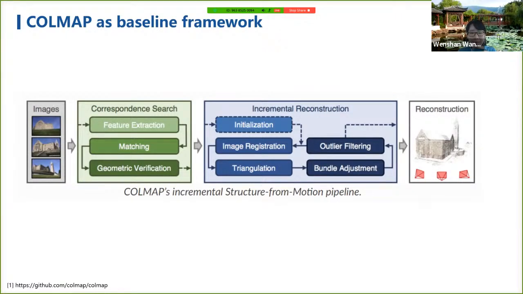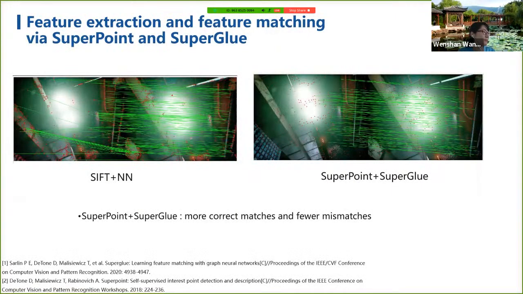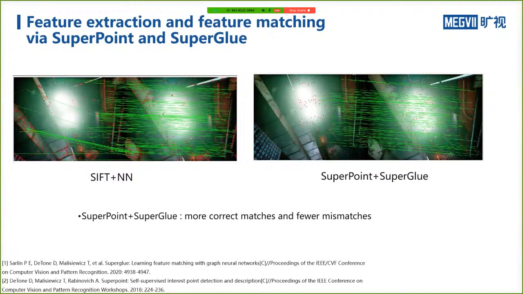We use COLMAP as a baseline method. As shown in the picture, COLMAP first takes images as input and performs feature extraction and feature matching, and then geometric verification to build a correspondence. After finishing that, it performs image registration, triangulation, bundle adjustment, etc. to do incremental mapping and localization. The feature used in COLMAP is SIFT features, as shown in the left picture. When extracting SIFT features and using nearest neighbor search to do feature matching, there exist lots of mismatches. In contrast, when using SuperPoint and SuperGlue to do feature extraction and feature matching, the result is much better. It can produce more correct matches and fewer mismatches.